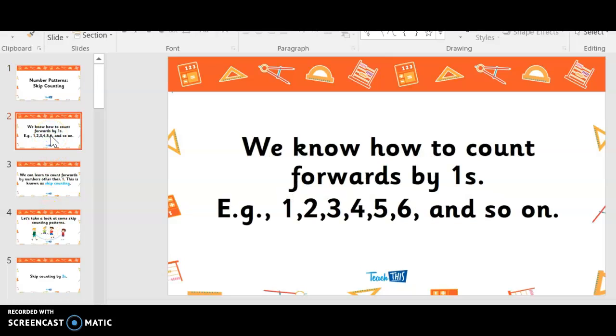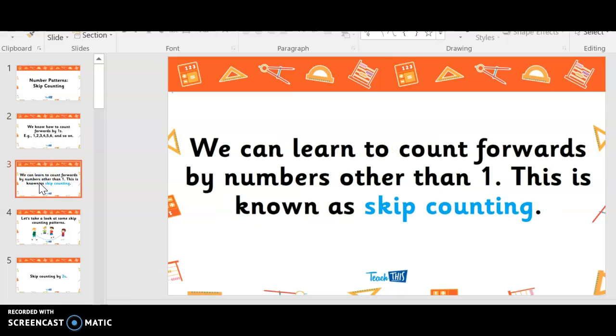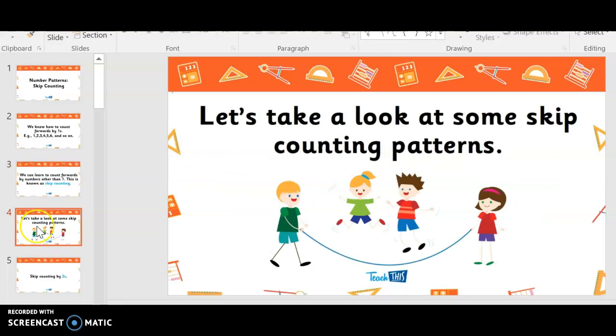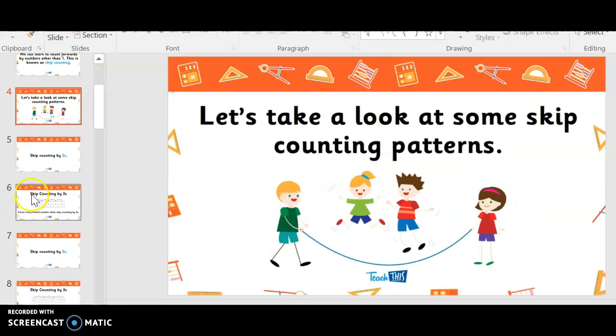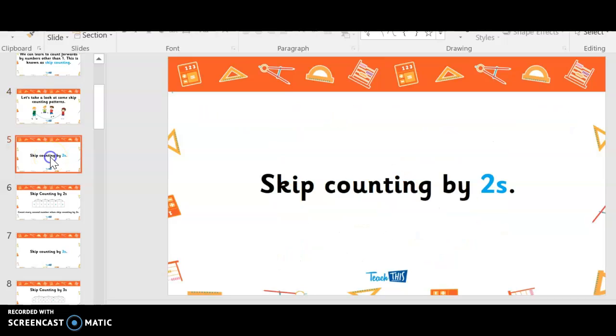We know how to count forwards by 1. We can all do that very well. 1, 2, 3, 4, 5, 6, and so on. We can learn to count forwards by numbers other than 1. This is known as skip counting. Let's take a look at some skip counting patterns.